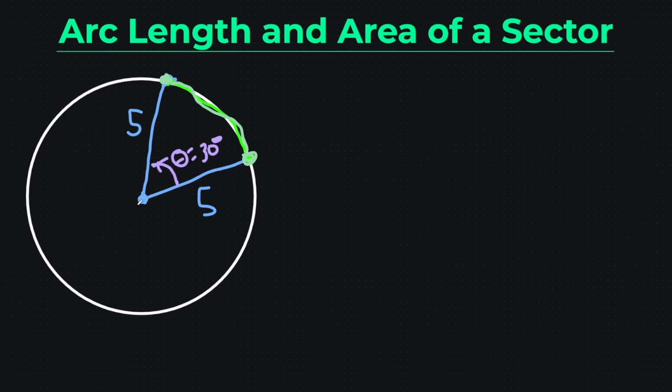So the first question I might ask is, what's the area of the entirety of this circle? Well, we know that should be memorized as the area of a circle is equal to pi times the radius squared. And so I can actually just calculate that real quick.